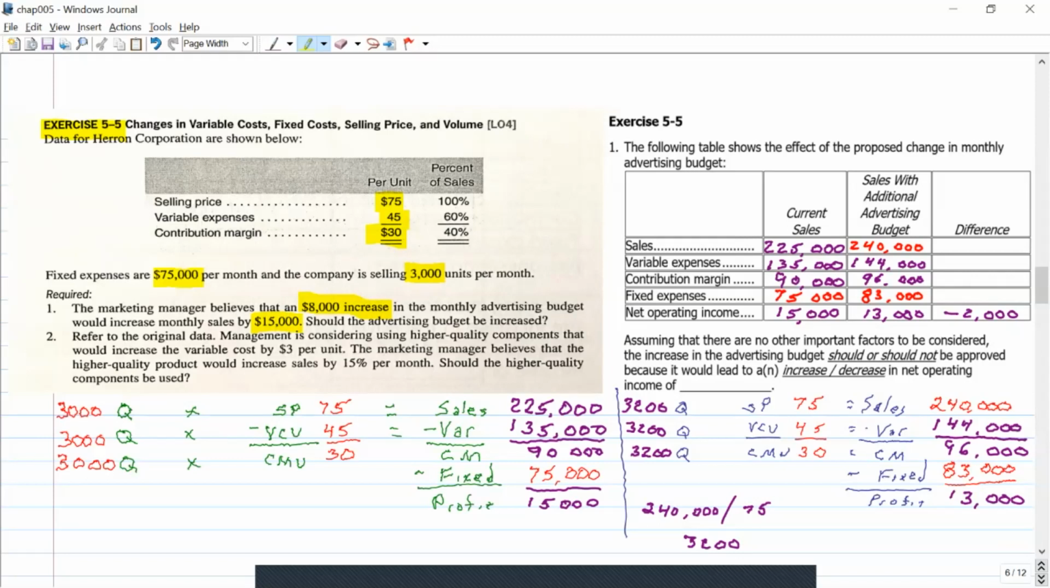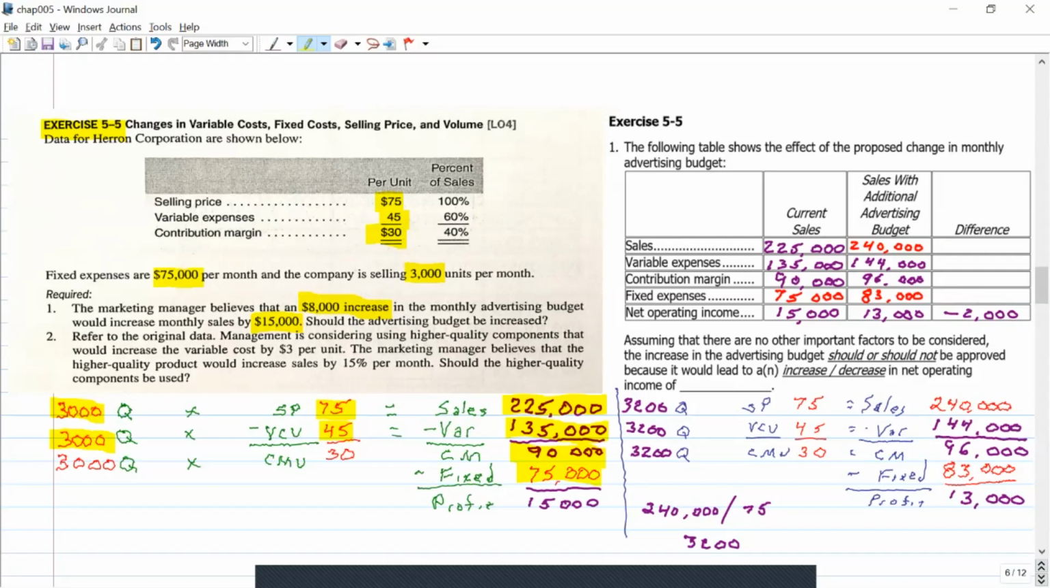You have to do grid number one, where you take the current 3,000 units that you're selling, multiply those by the current selling price of $75, calculate that out, and you get sales of $225,000. Same 3,000 units sold at a variable cost of $45 per unit, and you get variable expenses of $135,000. If you take the $225,000 minus the $135,000, you get a contribution margin of $90,000. Subtract out the $75,000 of fixed costs, and you end up with a profit of $15,000.